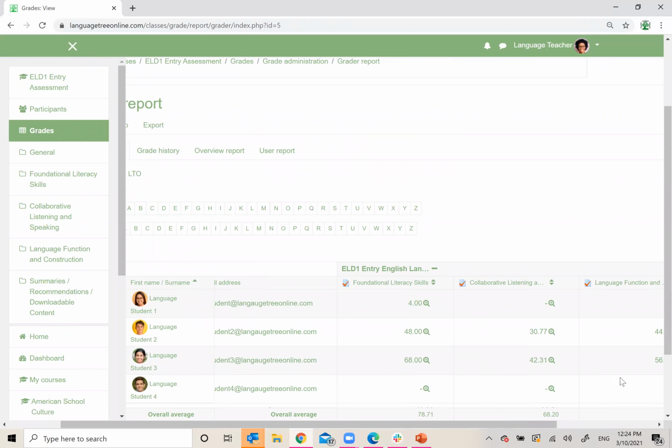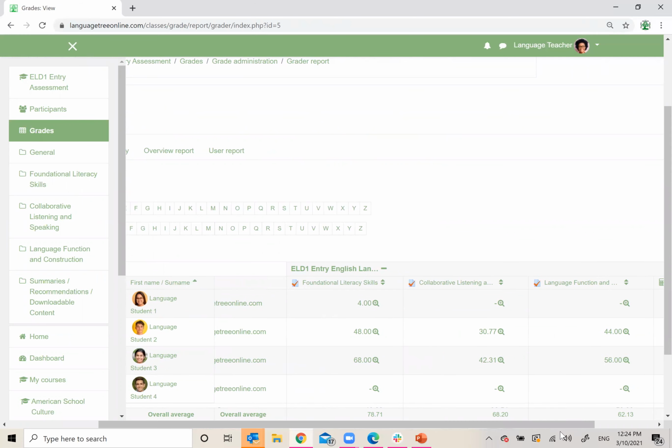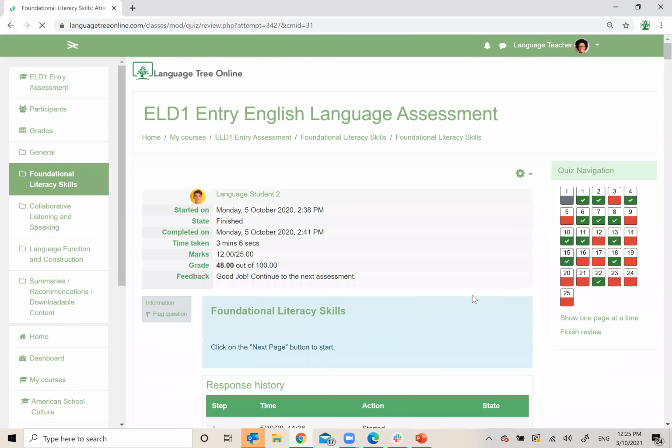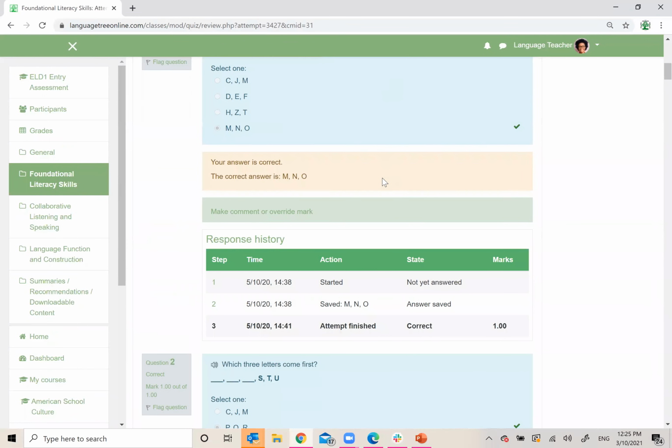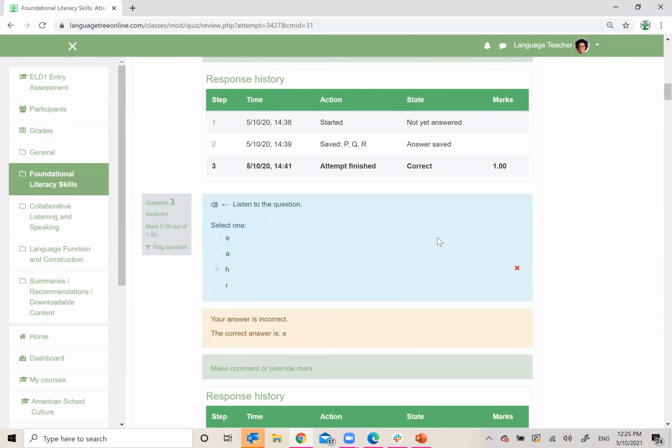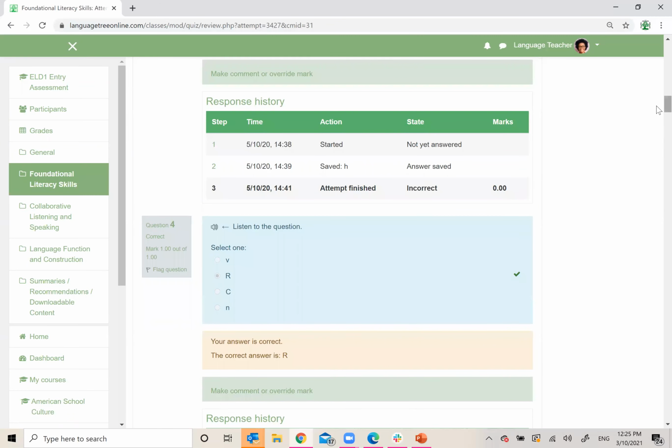So this is unfortunately not real student data, but it's demo data. But let's just focus on language student 2, for example. So you can see the 3 assessment areas: foundational literacy skills, collaborative listening and speaking, language function and construction. You can see how they did in each area. And this little magnifying glass, you can click and it gives you good detail. You can see the questions they got right and wrong. You can see how long they were in the program. So they were in there for 3 minutes, and probably why they didn't do so well. But then you can scroll down and actually see where the student fell out. So, like question 3, it gives you a lot of good insight.